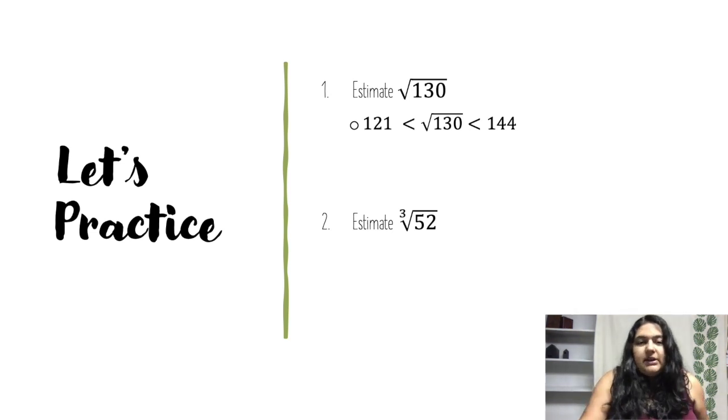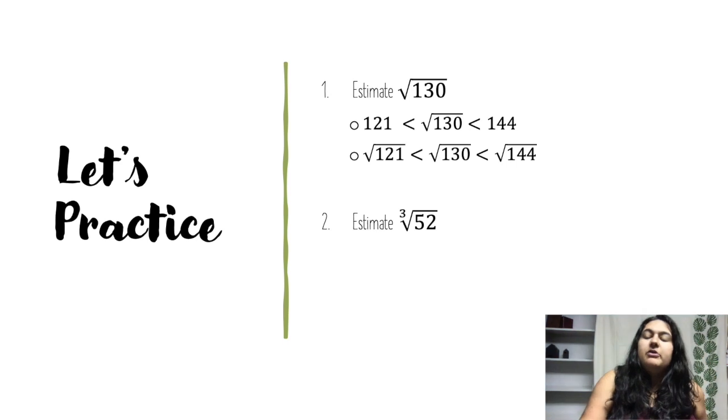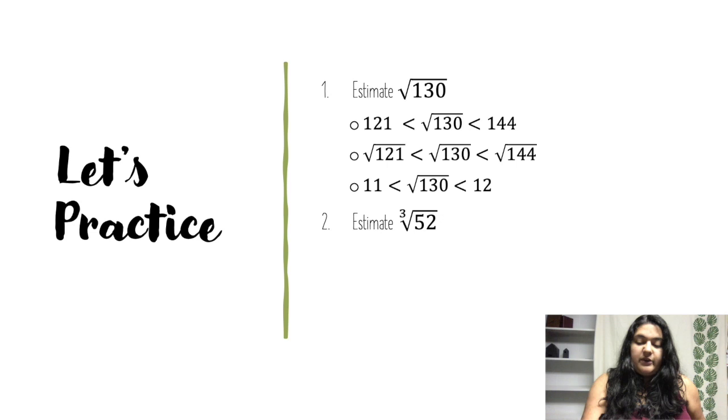My next step is, and that's an error, that square root should not be there right now. I got a little radical happy, I guess. You're going to take the square root of each number. The square root of 121 is 11 and 144 is 12. Hopefully those are memorized for you. So the square root of 130 is somewhere between 11 and 12.